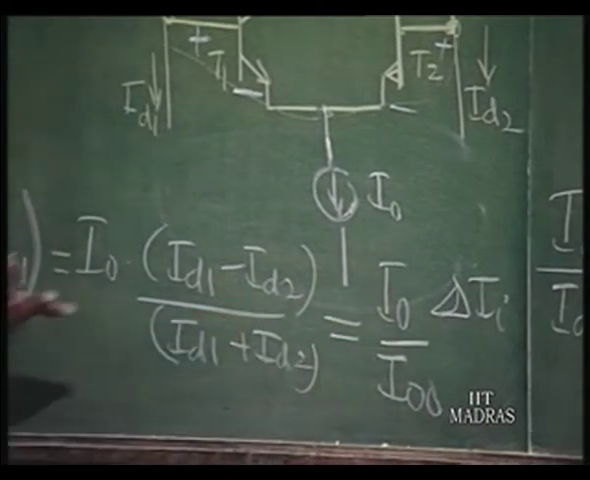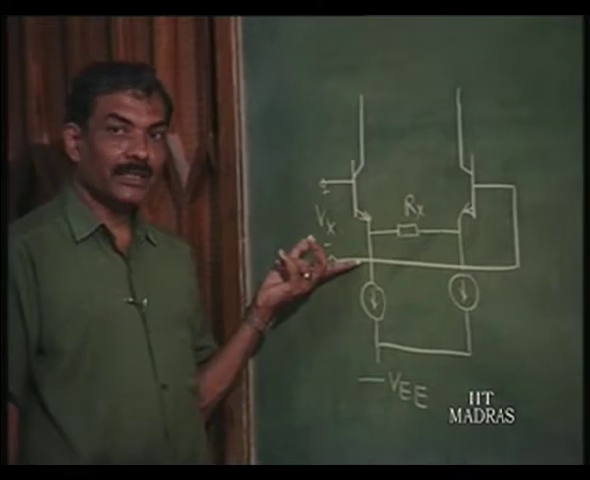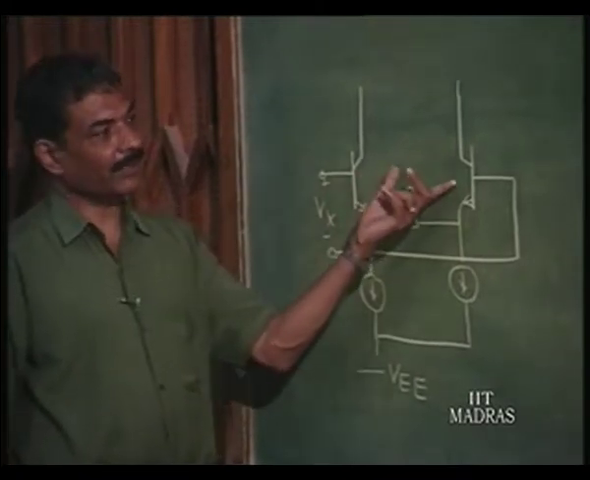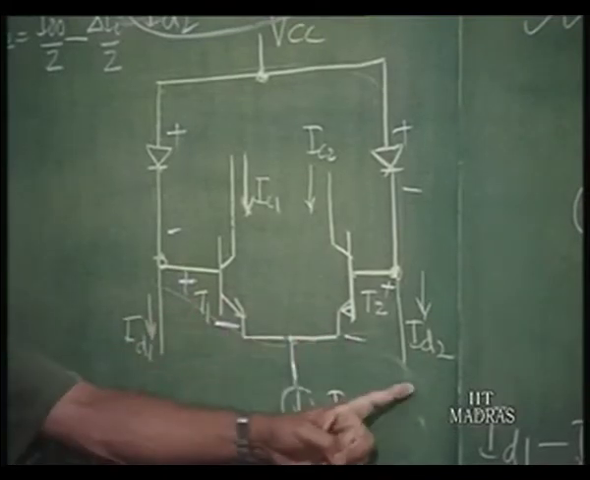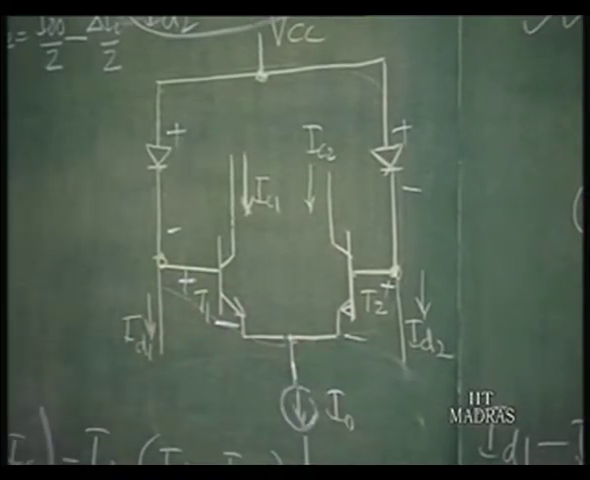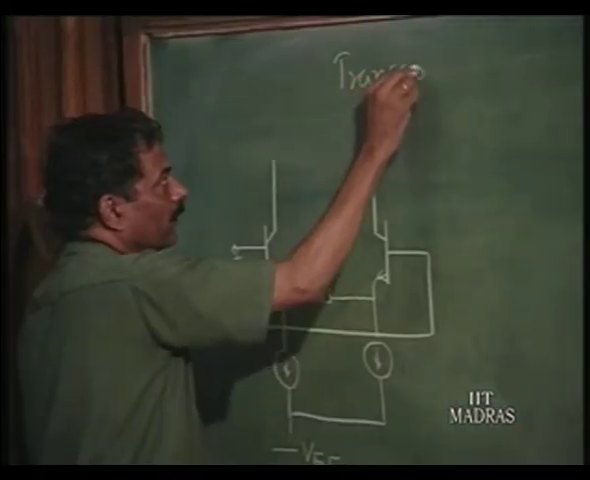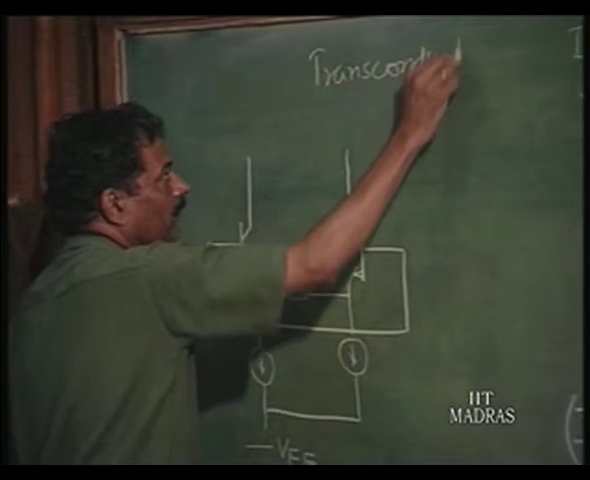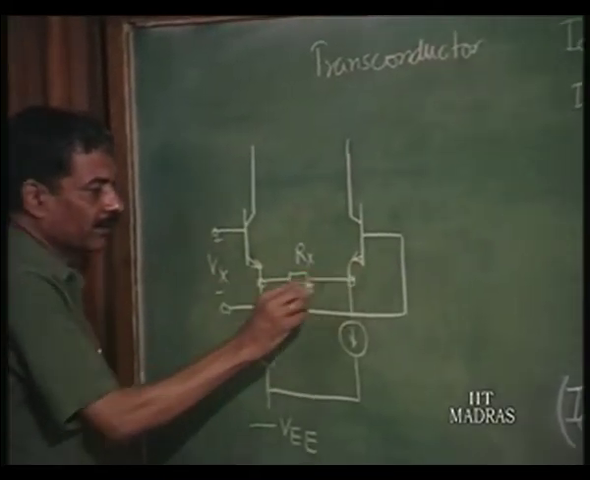So, we need a voltage to current converter, but that voltage to current converter should be a voltage to differential current converter, which is required as input to this gain cell, ID1 and ID2. How to do that? This is called a transconductor block. This does it beautifully. You can look at it.